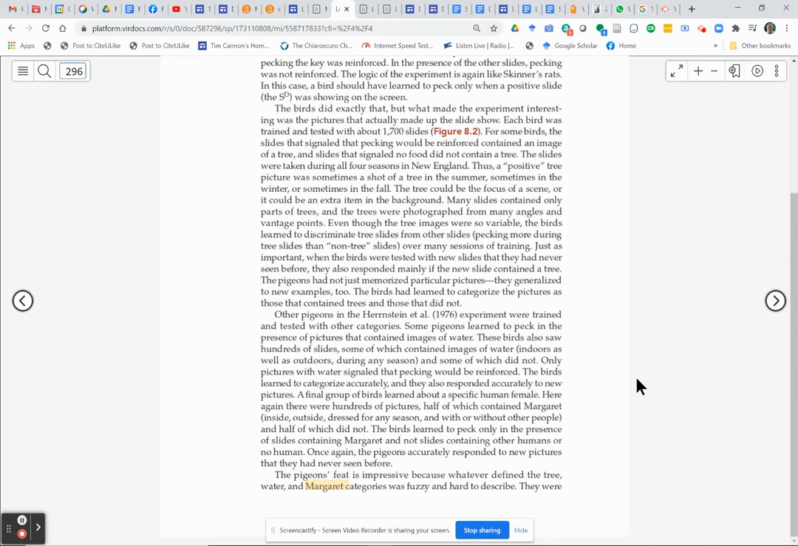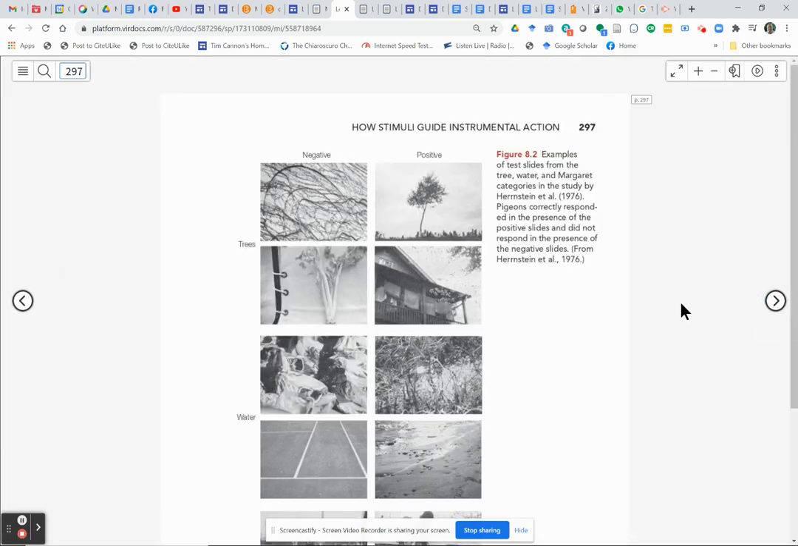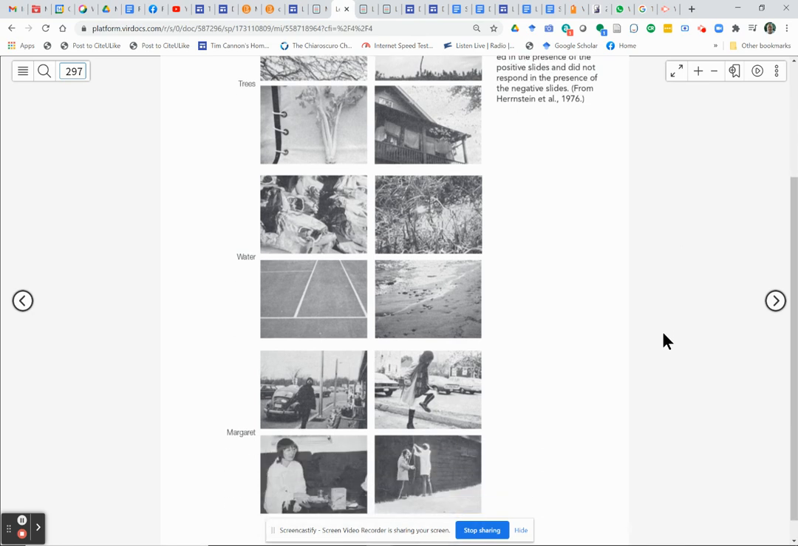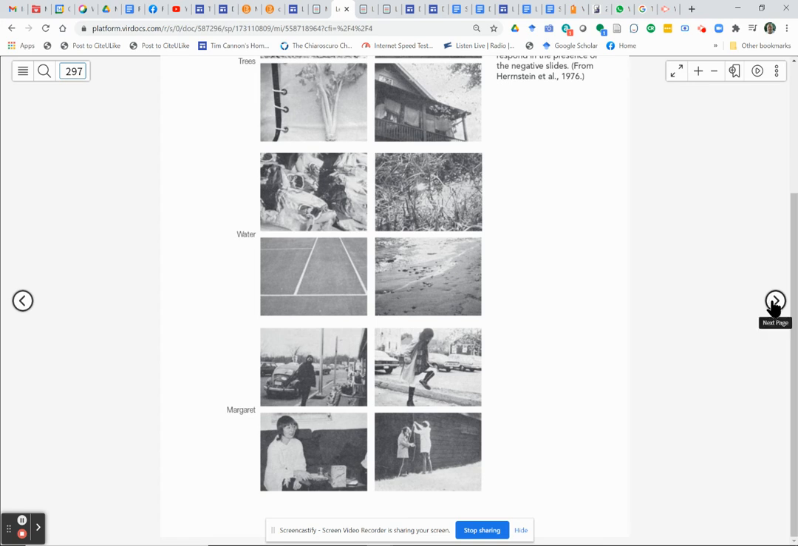And I like the Margaret category. So you had trees and you had water and you had Margaret. And the pictures are on the next page. There we go. So there we go. So vegetables, buildings, pavement, and Margaret. And the animals learn this pretty regularly.